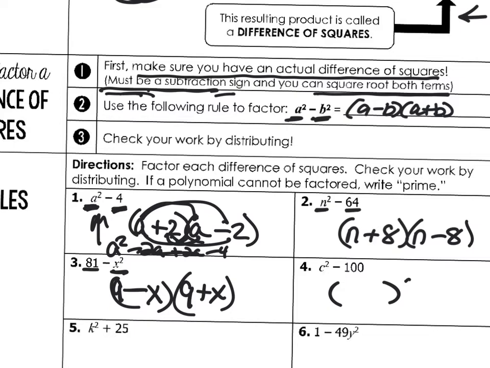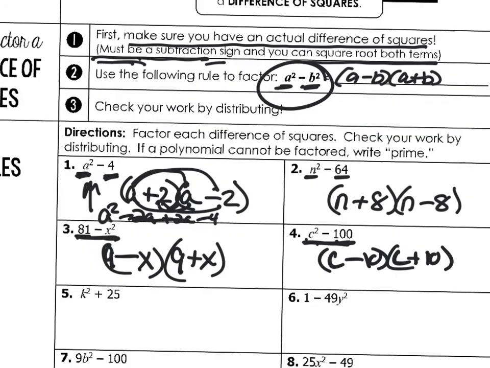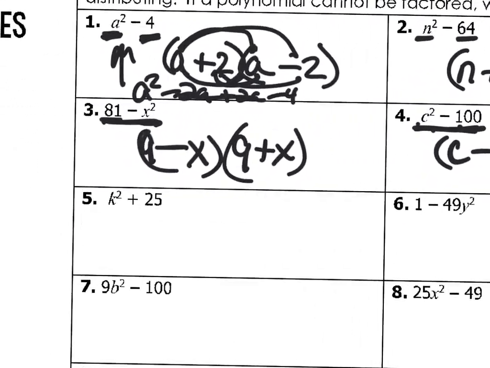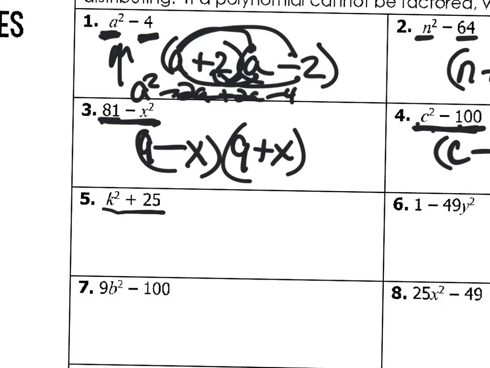Simple, right? This is just a shortcut. When you see these type of simplified expressions, you can put it in factored form by using this rule, okay? C squared, square root is c, 100, square root is 10. Okay, all right, look at this one.